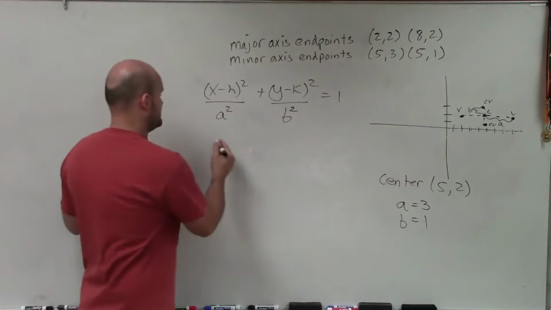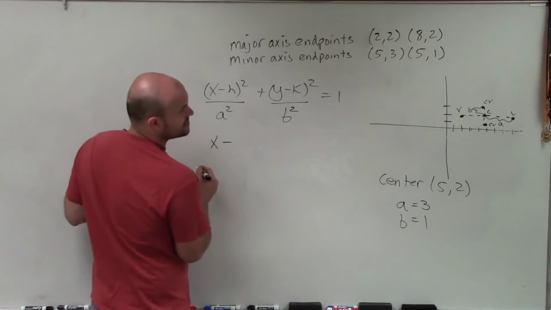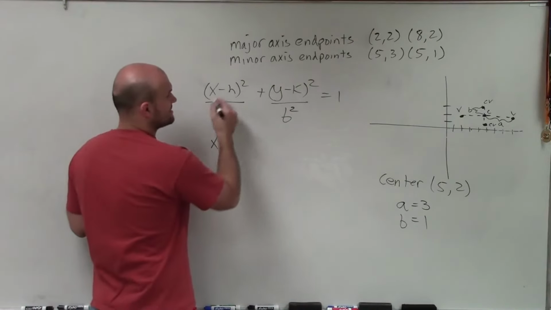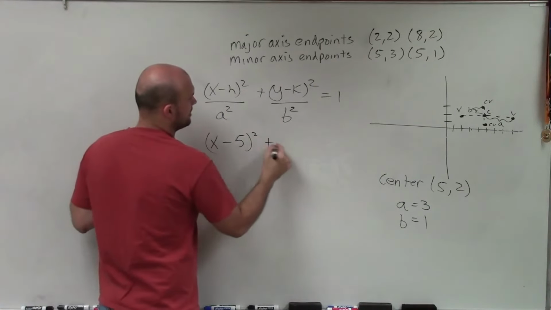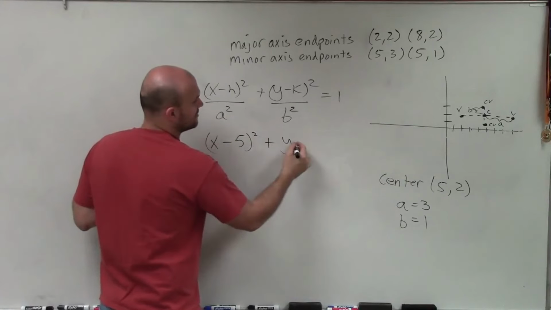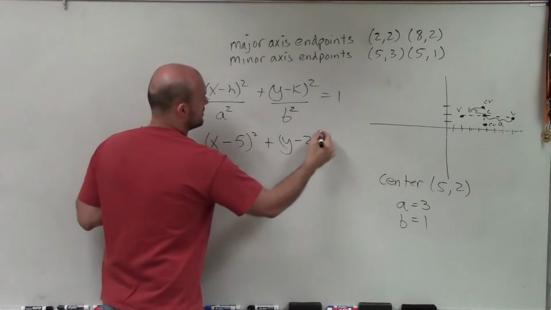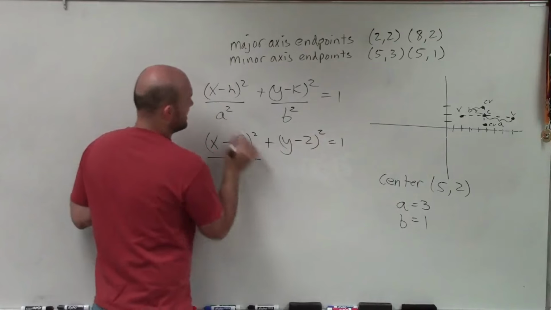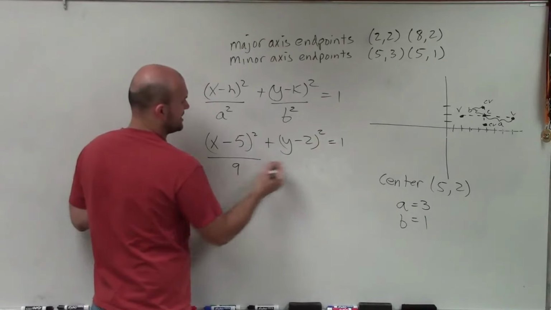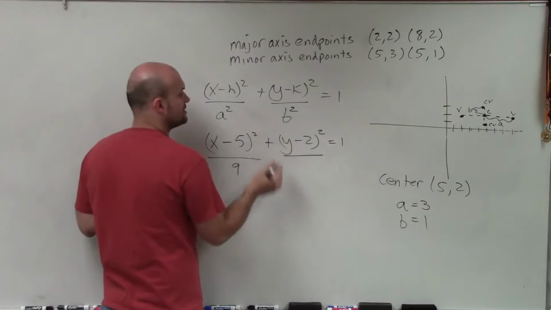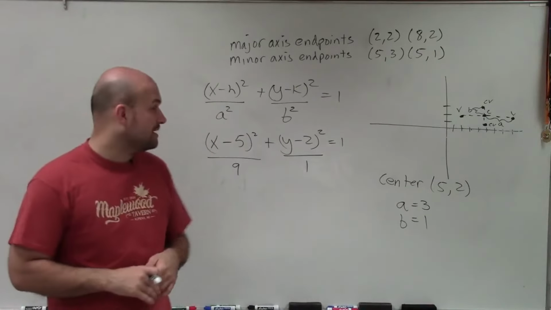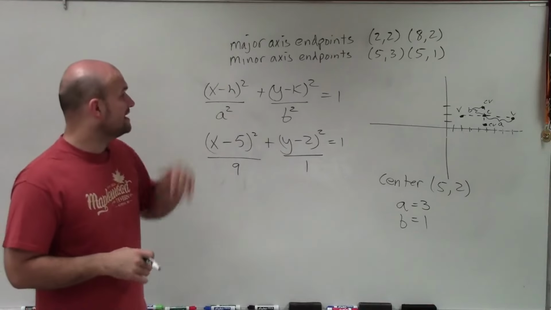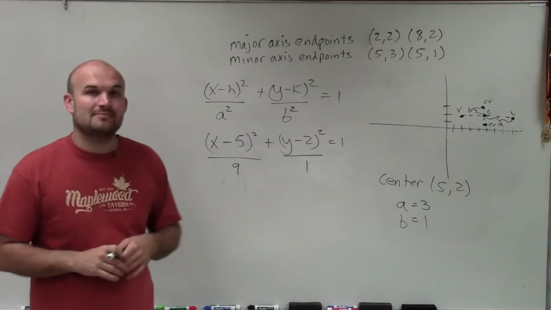Now, to write my equation, I have x minus h, which is the opposite of h, which is 5, squared, plus y minus k, which is 2, squared, equals 1, divided by a squared, which is 3 squared, which is 9, and divided by b squared, which is 1. So there you go, ladies and gentlemen. That is how you write the equation of the ellipse when given the endpoints of your major and minor axis.